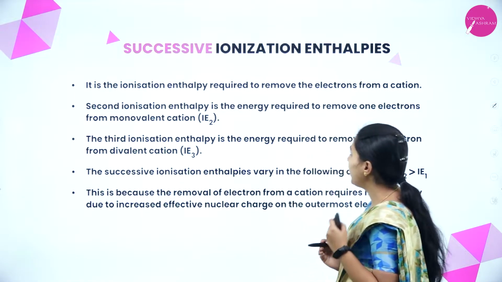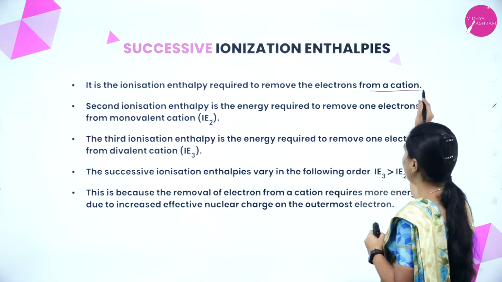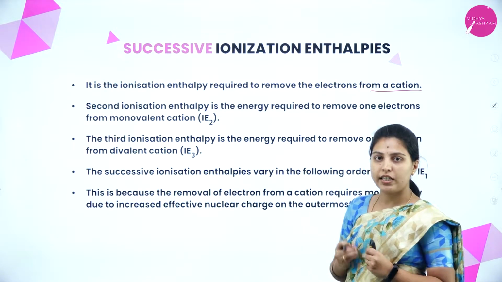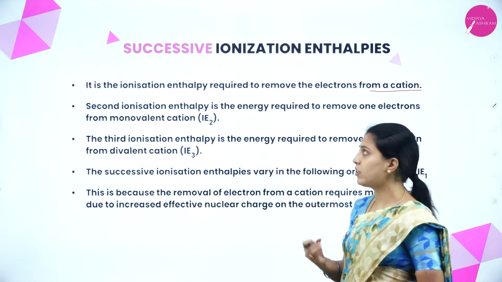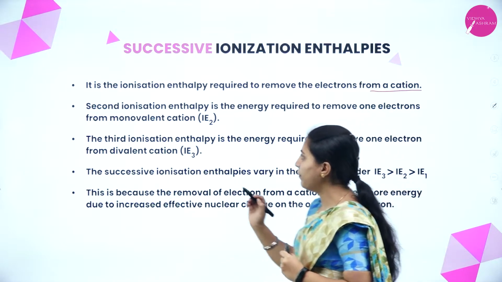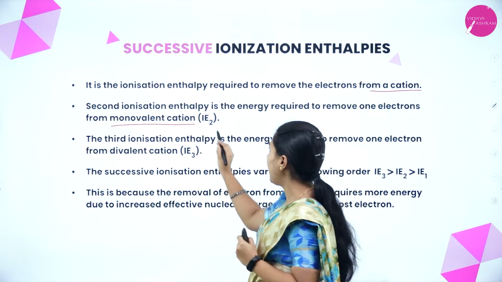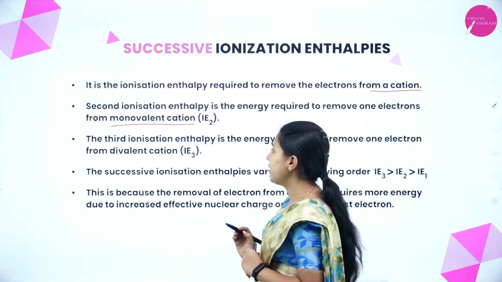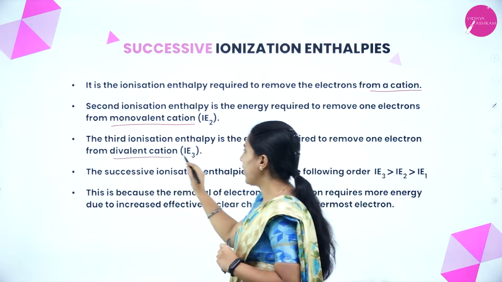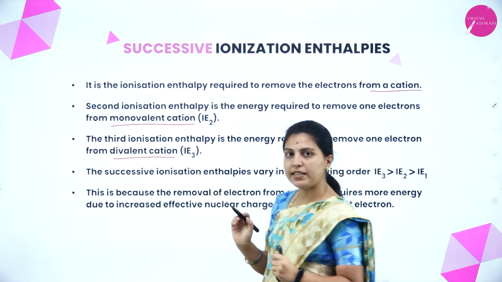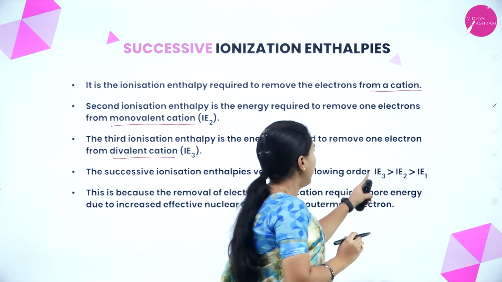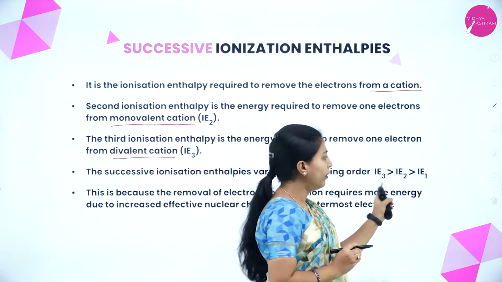Successive ionization enthalpy is the ionization enthalpy required to remove electrons from a cation. Already one cation has been formed from the first ionization enthalpy. From that cation, we continuously remove one electron to get the successive ionization enthalpies. The second ionization enthalpy is the energy required to remove 1 electron from a monovalent cation. It is represented by IE2. The third ionization enthalpy is the energy required to remove 1 electron from a divalent cation. That is represented by IE3. The successive ionization enthalpies vary in the following order: IE3 is greater than IE2, which is greater than IE1.